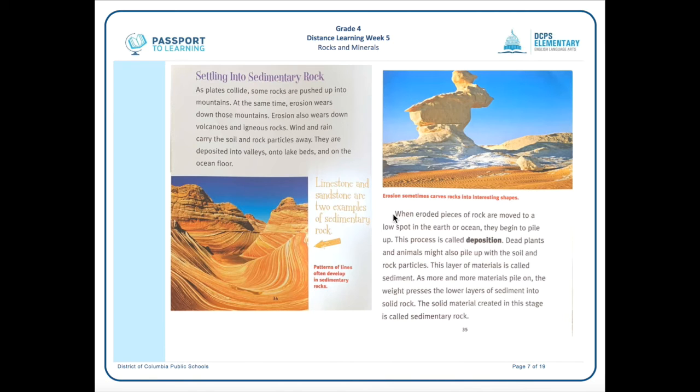When eroded pieces of rock are moved to a low spot in the earth or ocean, they begin to pile up. This process is called deposition. Dead plants and animals might also pile up with the soil and rock particles. This layer of materials is called sediment. As more and more materials pile on, the weight presses the lower layers of sediment into solid rock. The solid material created in this stage is called sedimentary rock.